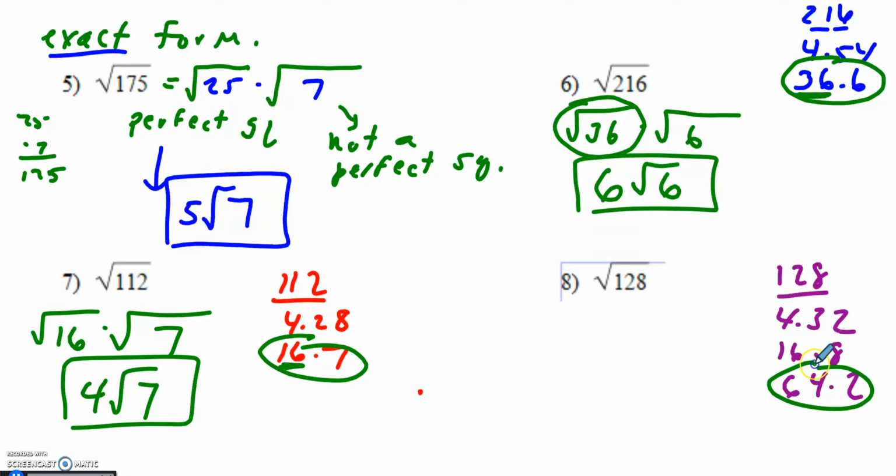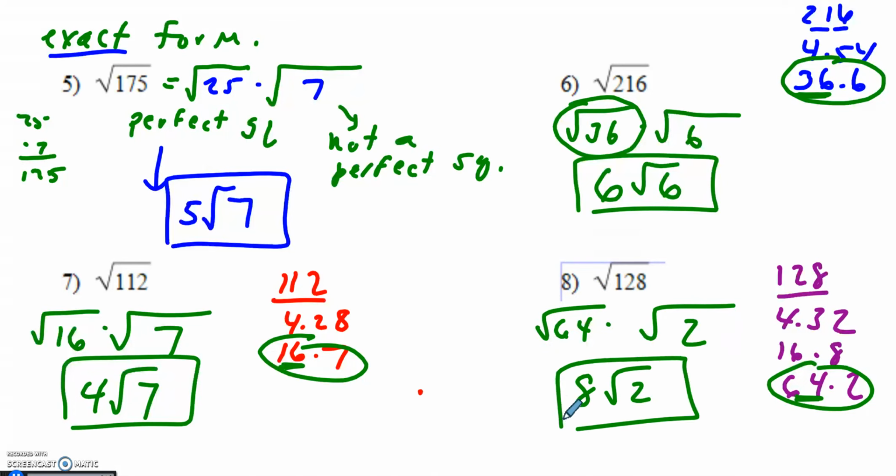So I'm going to pick the pair that has the biggest perfect square. I'm going to split that into 64 times 2 is 128. The square root of 64 is 8. Square root of 2 is just square root of 2 because there's no number times itself that gives you 2. So that would be my answer for number 8.